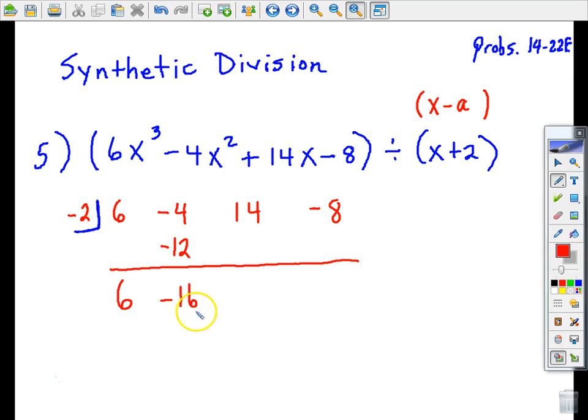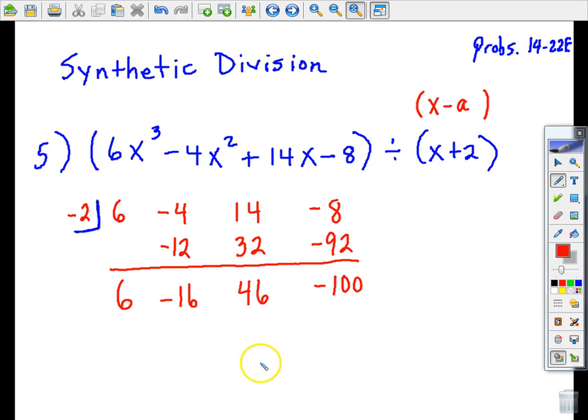Okay, now the process repeats. Negative 16 times negative 2 is positive 32. So the product just goes to the next column, and you add 32 plus 14. Okay, now numbers below the line, 46, multiply times the number in the house, 46 times negative 2, negative 92, add.